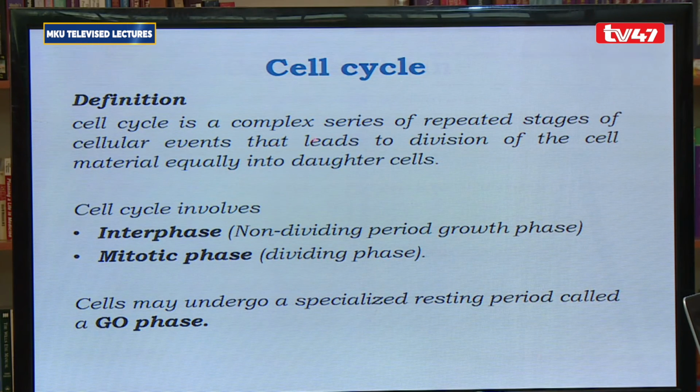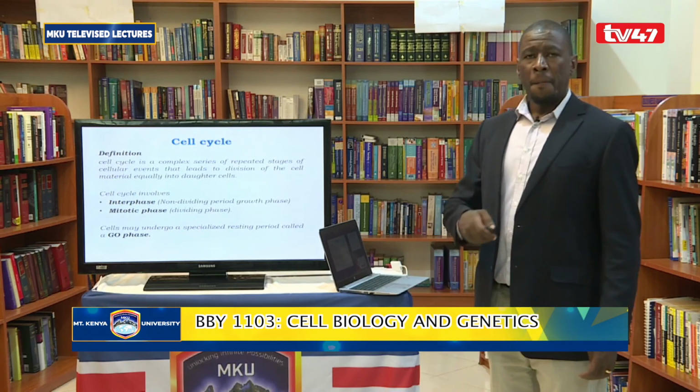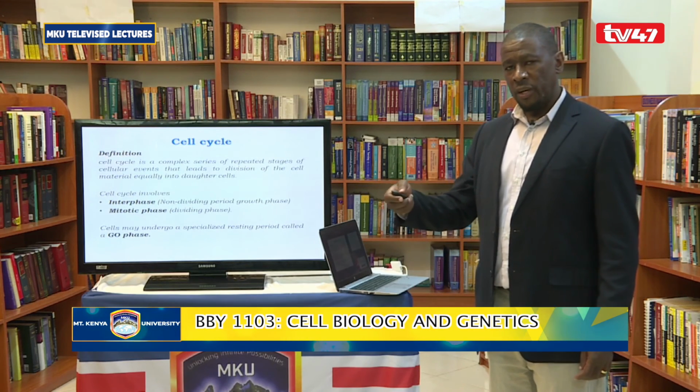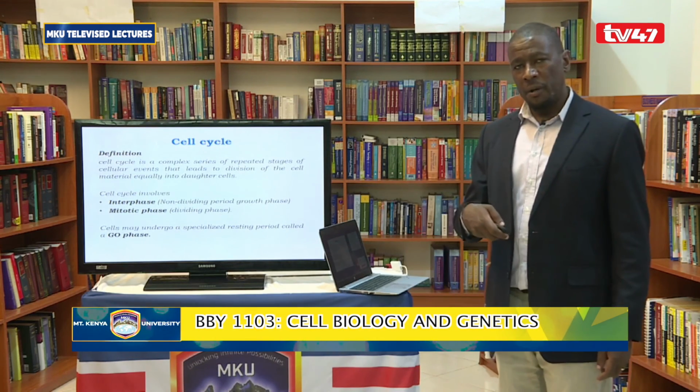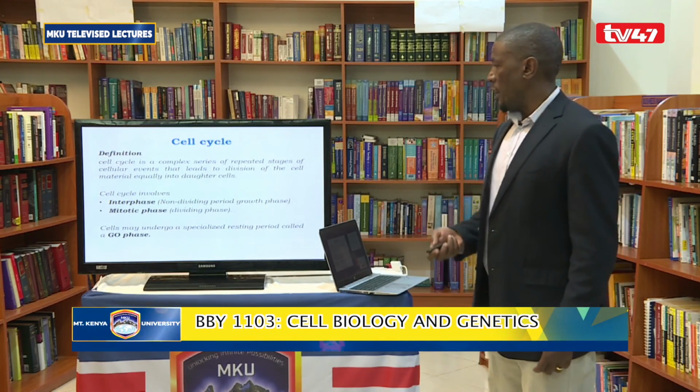So cell cycle is a complex series of repeated stages of cellular events that leads to division of the cell material equally into daughter cells. So it's a constant process of growth and dividing. And in the process, it is very meticulous to ensure that each cell that is created is exactly the same as the cell that it came from, so that we don't have things like mutation.